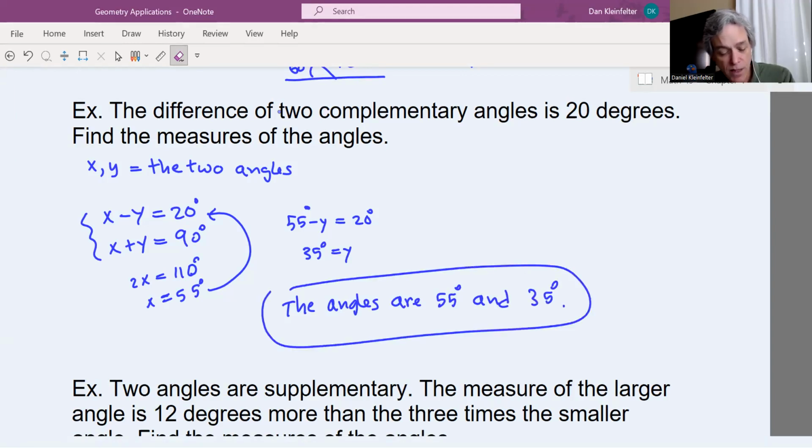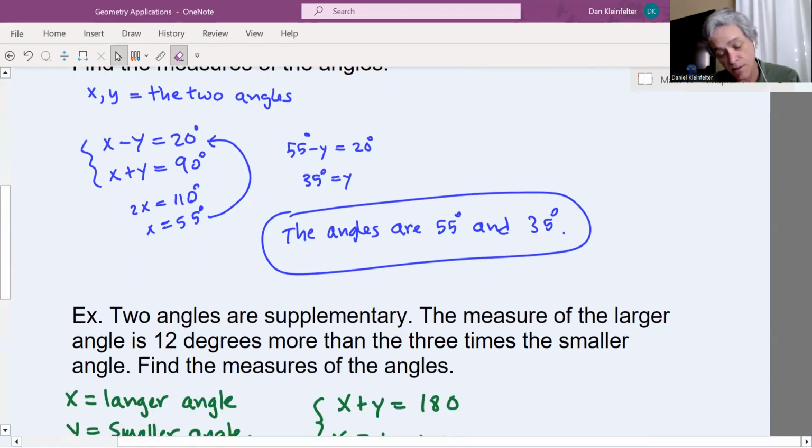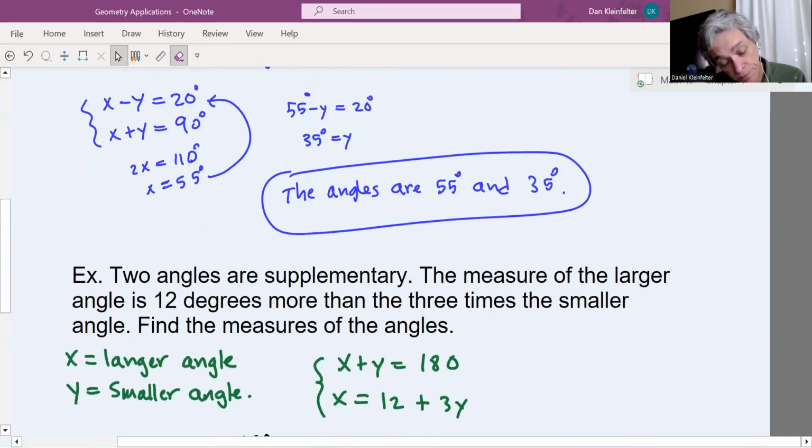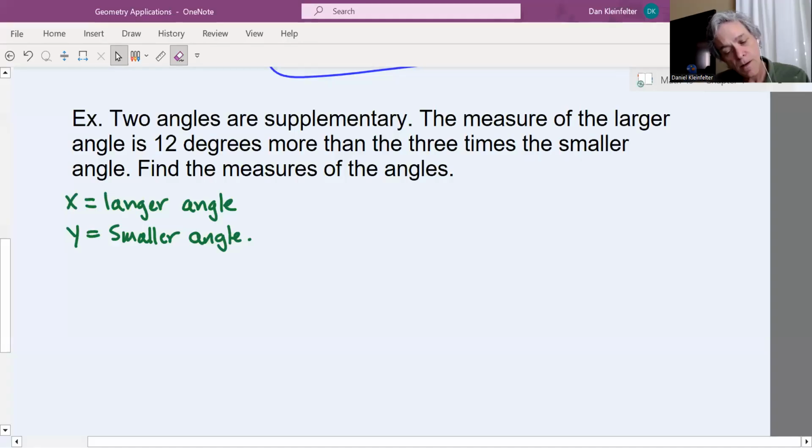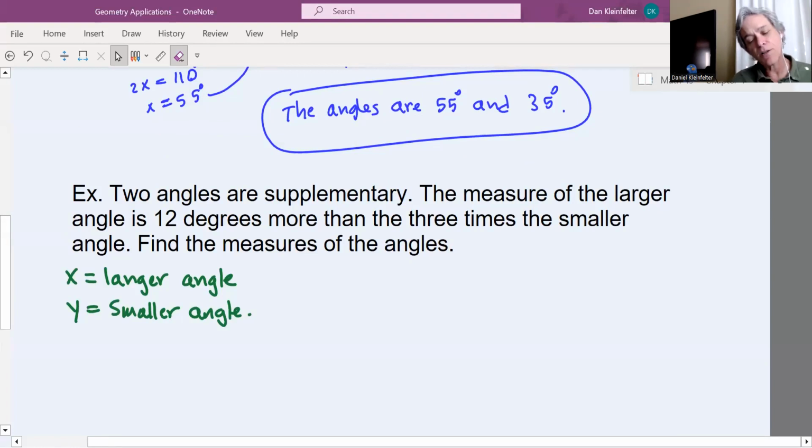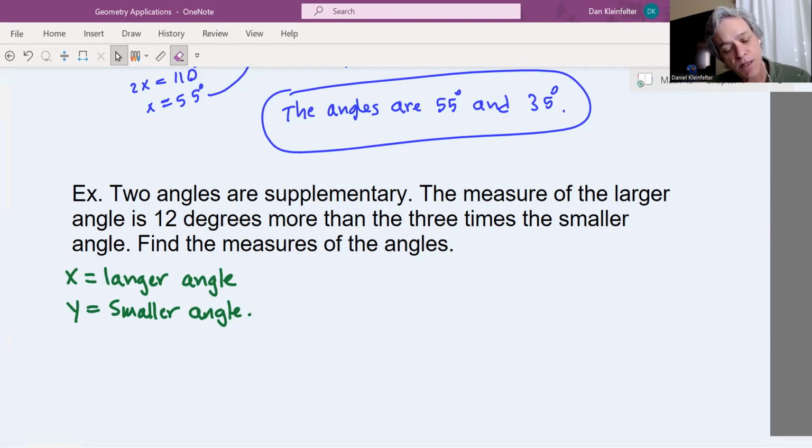So now we should have one that has supplementary in it also. So let's take a look at that. All right, so for this one, it says two angles are supplementary. The measure of the larger angle is 12 degrees more than 3 times the measure of the smaller angle. We're to find the measures of the angles.